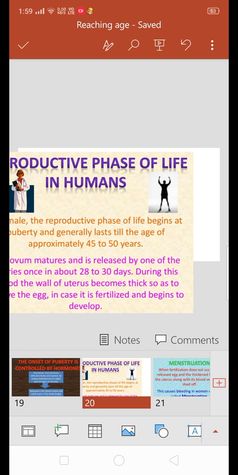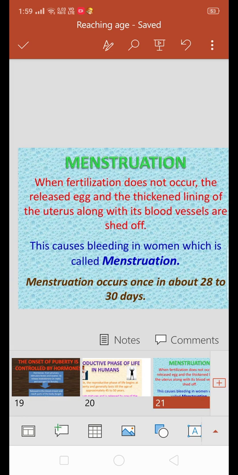During this period, the wall of the uterus becomes thick so as to receive the egg in case it is fertilized and begins to develop. But when fertilization doesn't occur, meaning the egg is unfertilized, the released egg and the thickened lining of the uterus along with the blood are shed off. This is called the menstrual cycle. This causes bleeding in the woman, which is called menstruation. It occurs in about 28 to 30 days, meaning once in a month.